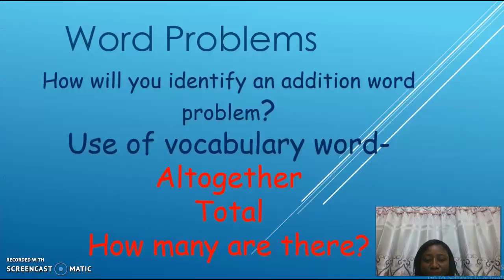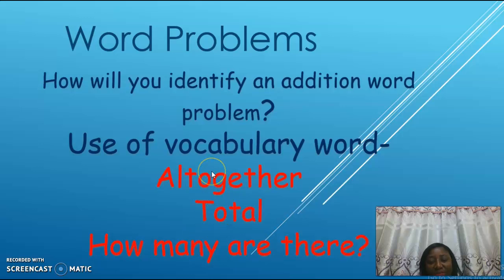The first question in our activity today says, so the first problem we'll be looking at today is how to be able to identify or tell if a word problem is an addition problem. We will be looking at the key words that help us identify if a problem is addition.